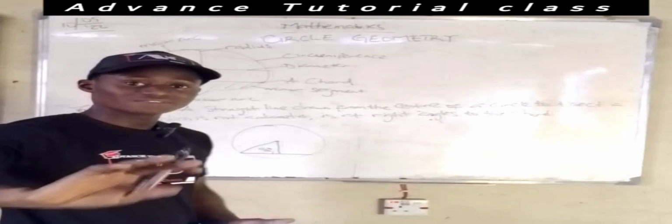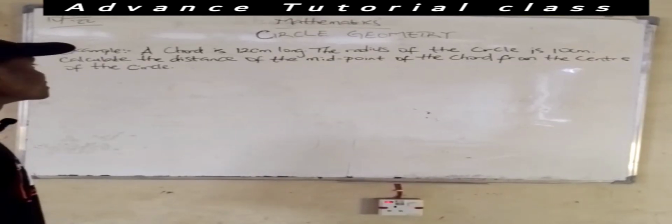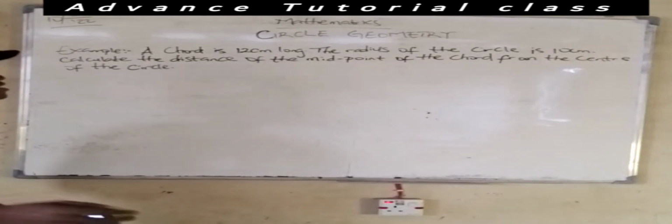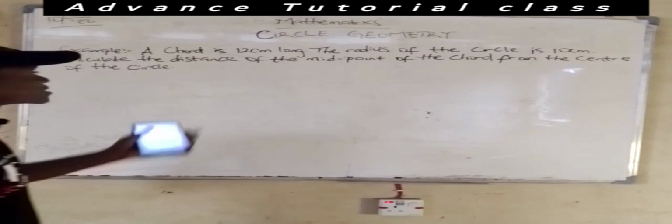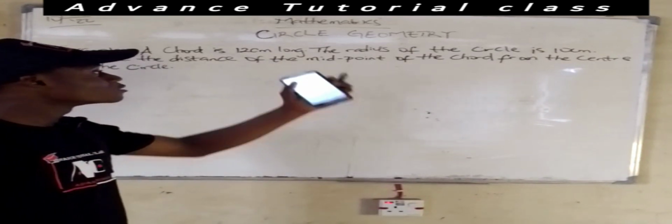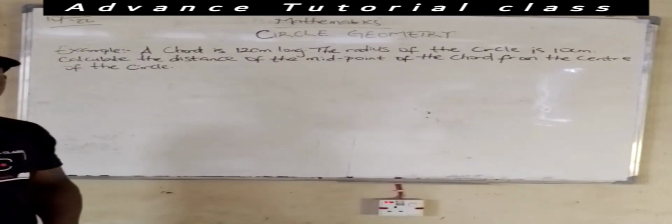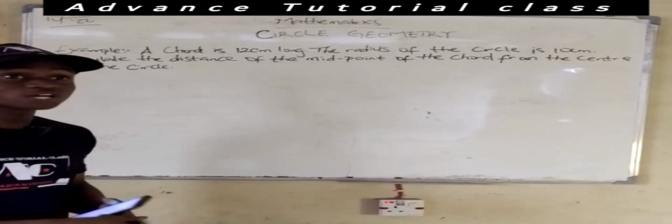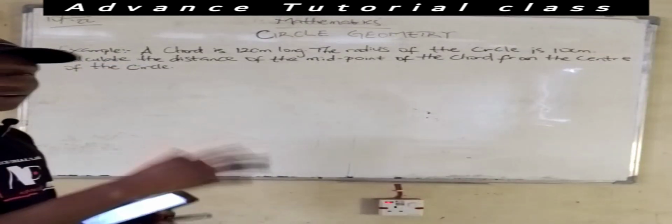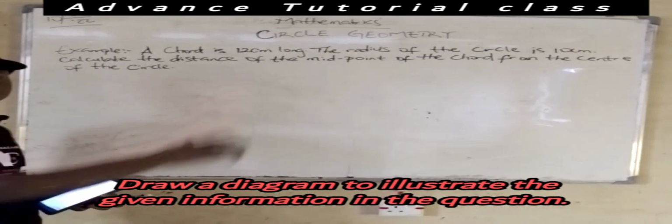So let's consider a very simple example using this theorem. Okay, this is our example. A chord is 12 centimeters long. The radius of the circle is 10 centimeters. Calculate the distance of the midpoint of the chord from the center of the circle. Anytime you want to solve something like this, the first thing you have to do is to draw a diagram that illustrates the information you have been given in the question.